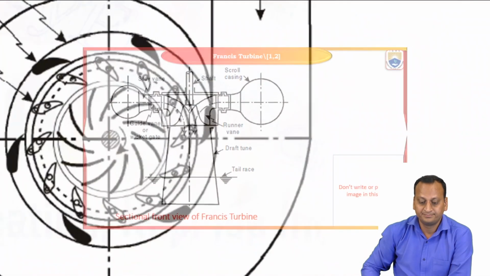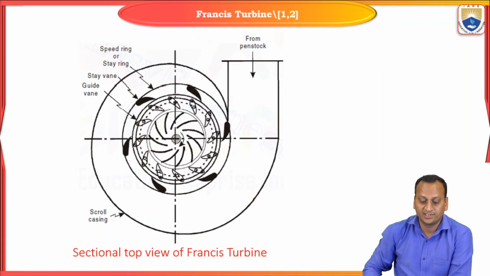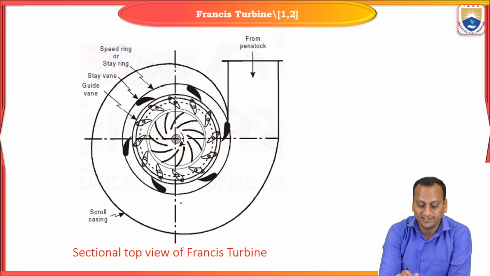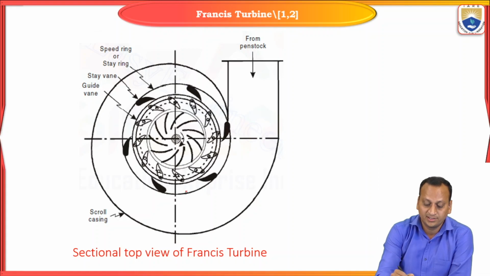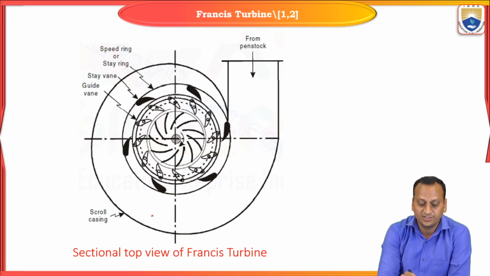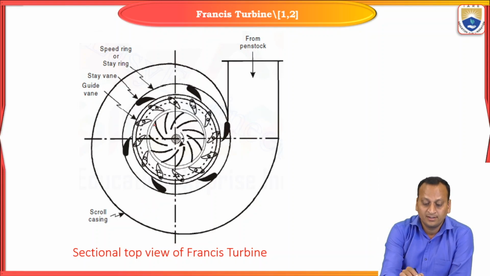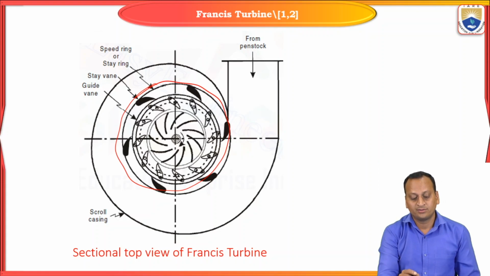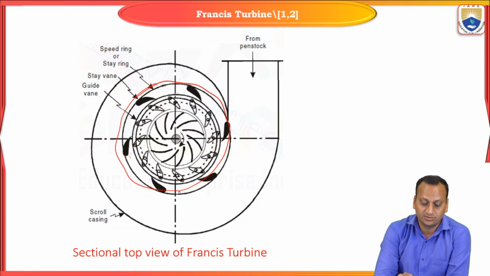This is a sectional top view. Here we can see the arrangement of different types of vanes. First of all, the water enters from a penstock into the scroll casing. As the scroll casing has a gradually decreasing cross-sectional area, it will be maintaining two kinds of energy. After that, it enters into a stay vane, and this is a steering. The stay vanes are fixed in between the steering. These two ends will be fixed in the stay rings.